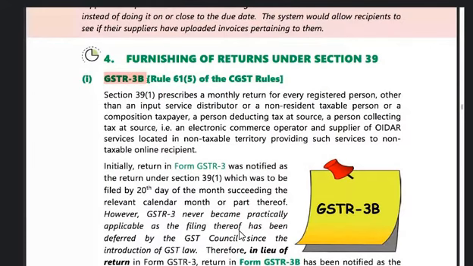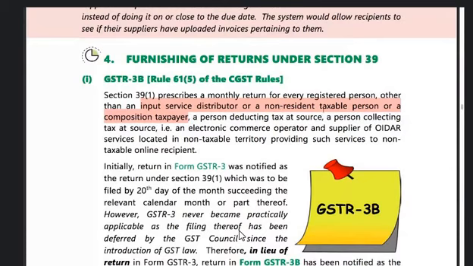Section 39(1) describes the monthly return for every registered person other than an input service distributor, a non-resident taxable person, a composition taxpayer, a person deducting tax at source, a person collecting tax at source, that is the electronic commerce operator, and a supplier of OIDAR located in a non-taxable territory providing such service to a non-taxable online recipient. So every dealer other than these 6 categories has to file their return monthly in GSTR 3B.